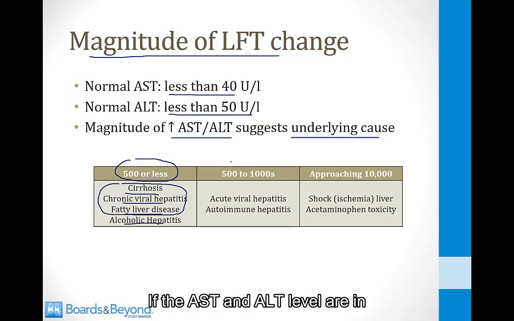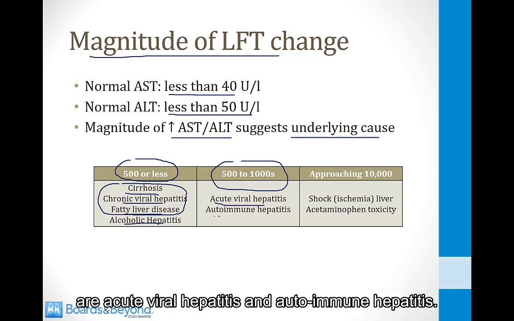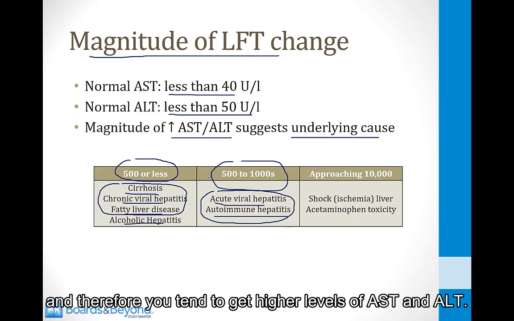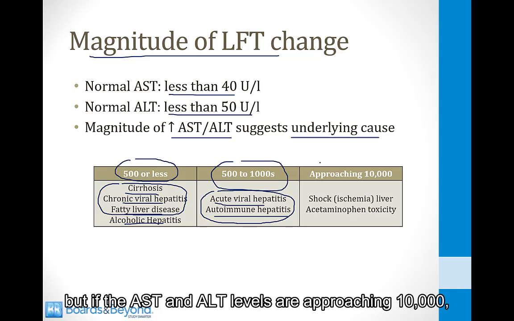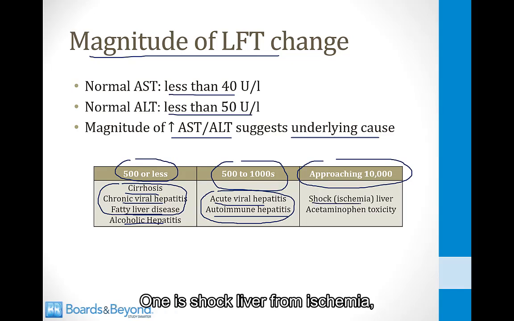If the AST and ALT level are in the 500 to the thousands range, then the two causes you should think of are acute viral hepatitis and autoimmune hepatitis. These processes cause more liver destruction, and therefore you tend to get higher levels of AST and ALT. And then finally, it's rare, but if the AST and ALT levels are approaching 10,000, there are really only two things that do this. One is shock liver from ischemia, and the other is acetaminophen toxicity.